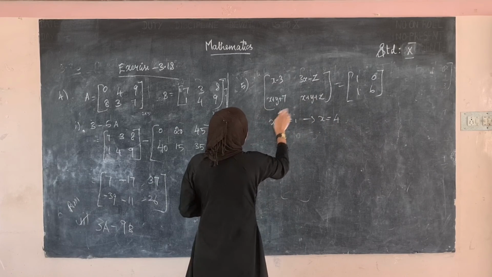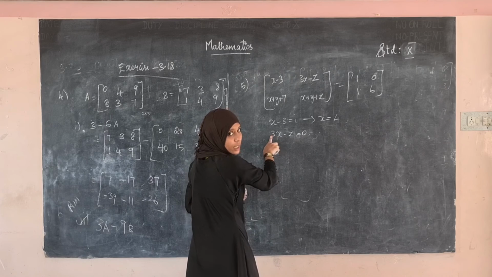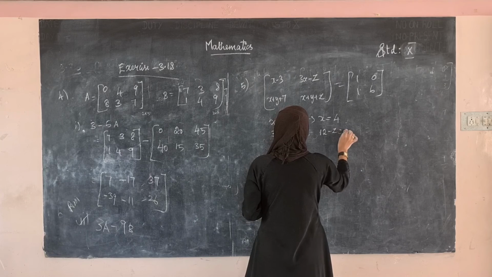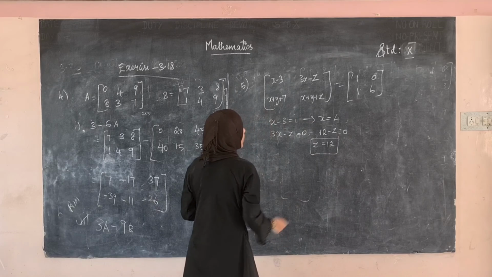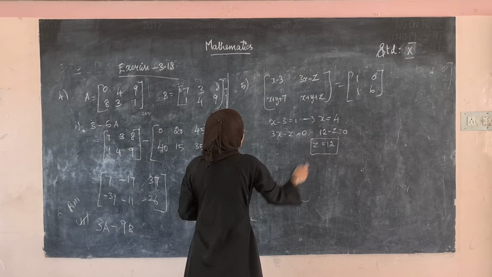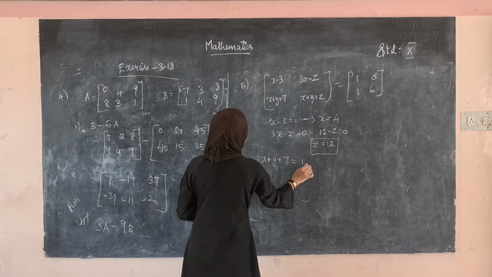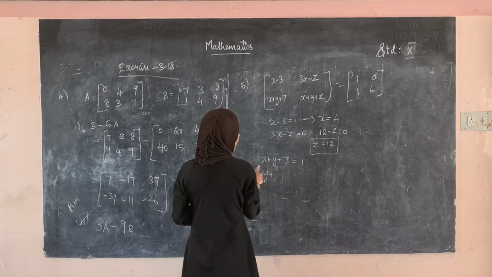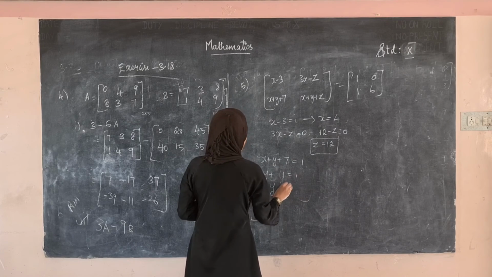And again see here, 3X minus Z is equal to 0. We know the value of X, that is 3 into 4 is 12. Okay, 12 minus Z is equal to 0. Therefore the value of Z is 12. Okay, we have found the value of X and Z. Okay, so here this term X plus Y plus 7 is equal to 1. What's the value of X? X is 4. Therefore Y plus 7 plus 4 is 11, which is equal to 1. Y is equal to 1 minus 11, which is minus 10.